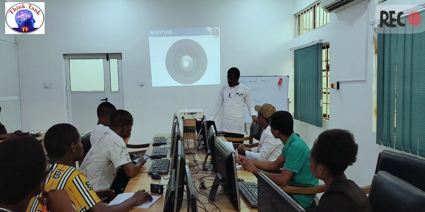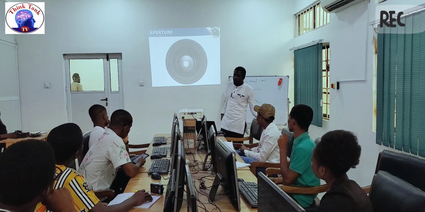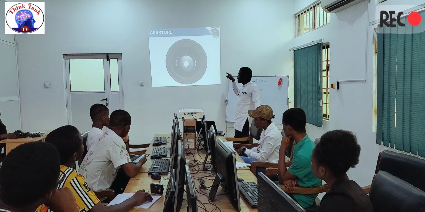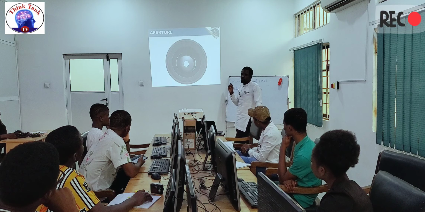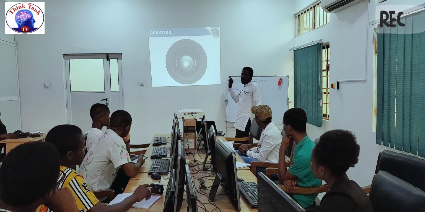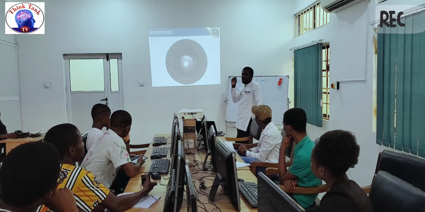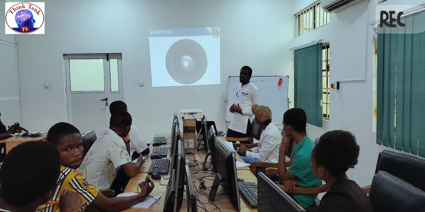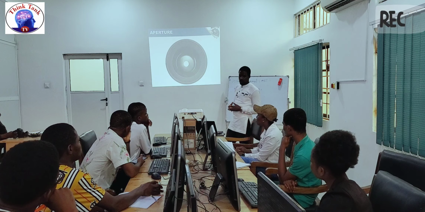So a typical image is this. This is how the aperture works. As you're changing the aperture value, the hole is either becoming smaller or bigger. When it's smaller, it means you're taking in less light. So when you make it bigger, you're taking in much more light.